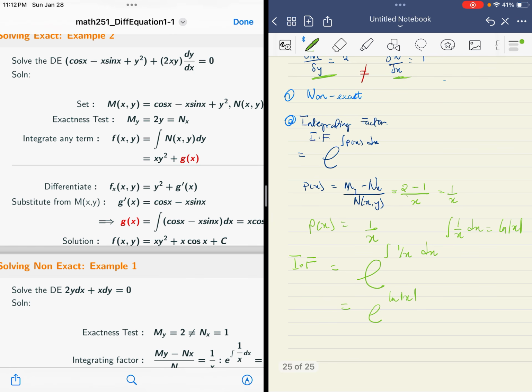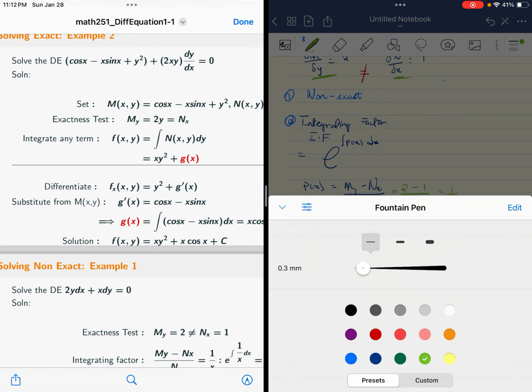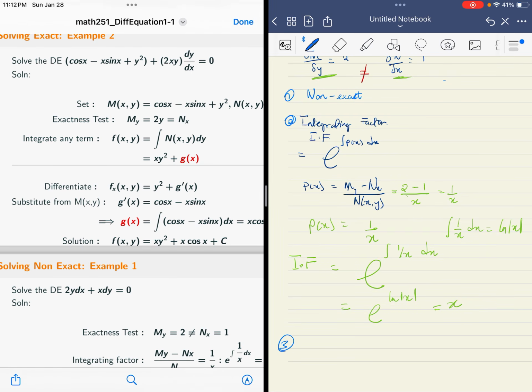So e to the power of ln x is just x. I'm not about to explain that to you. So this is our integrating factor. This leads us to step 3. Step 3 tells us that we have to multiply through the differential equation by the integrating factor.